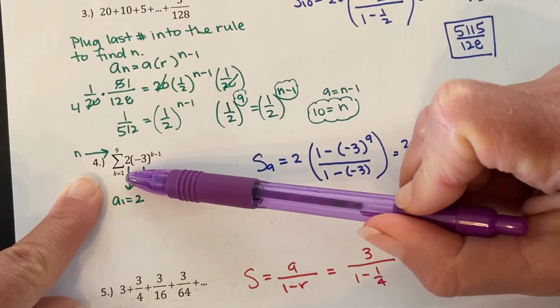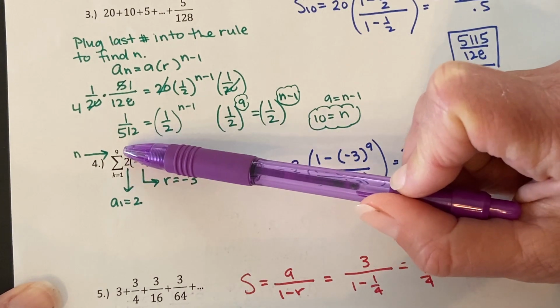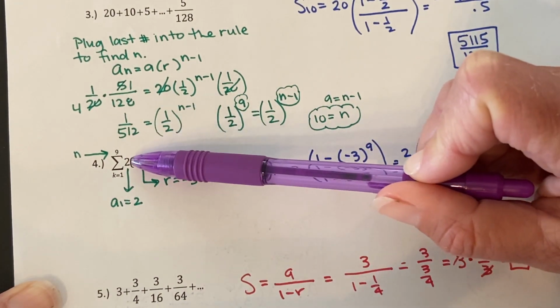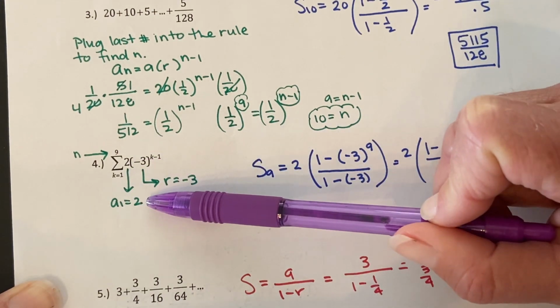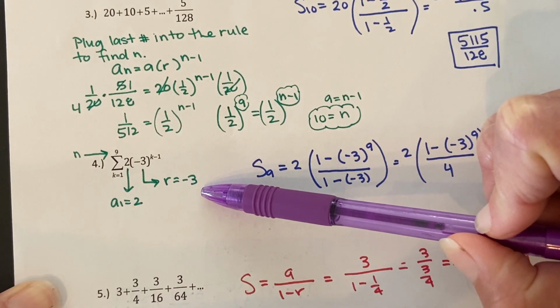For my next one, this time it's written as sigma notation. So I know that the number underneath tells me which value to start with. So I'm going to start with the first term, and I want to add up the first 9 terms, and here's my rule. So if I look at my rule, a times r raised to the n minus 1, I know that the first number on my list is 2, and my common ratio is -3.